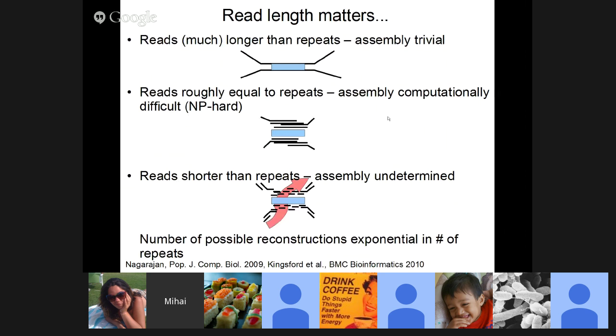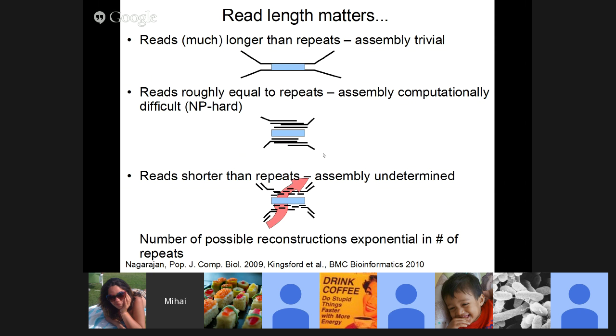And you can show mathematically that assembly can fall into categories. The relation between repeat length and the length of the reads is really what drives a lot of the complexity of assembly. And you fall into roughly three broad categories. When reads are very long with respect to repeats, then anybody can write an assembler that works correctly and well. If reads are much shorter than repeats, you get in this situation where I can reconstruct an exponential number of genomes, all of which seem to fit the data equally well, and I don't really know which one of those is the correct one.